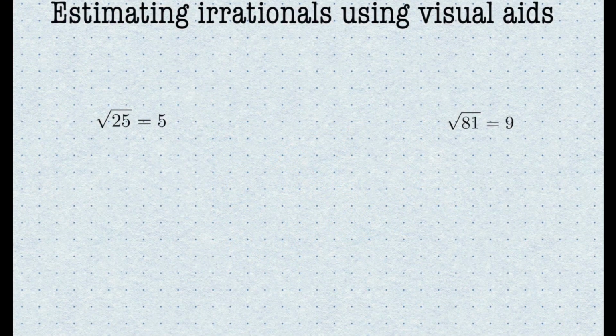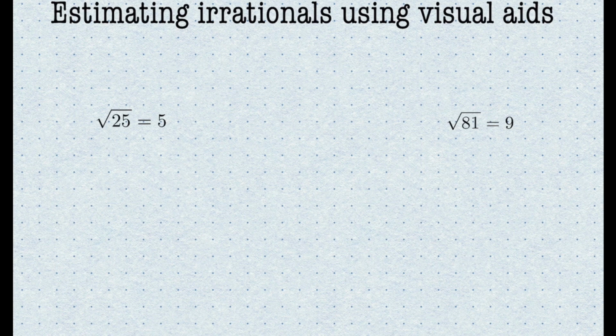So we want to look at how to estimate an irrational using a visual aid. But first, to do that, we need to remember how to use a visual aid for a perfect square root. So here we know the square root of 25 is 5 and the square root of 81 is 9.